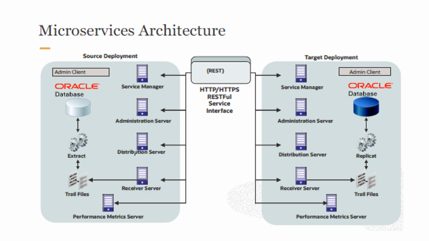Now, you might be looking at some known processes, like extract, as it was there in the classic. There are trail files, and there are some new processes adding up like service manager, admin server, distribution server, receiver server, and this is the source and this is the target server. First of all, these two interfaces are interacting using the REST API interface. That is the first major difference from the classic.